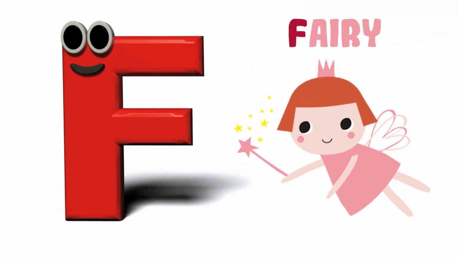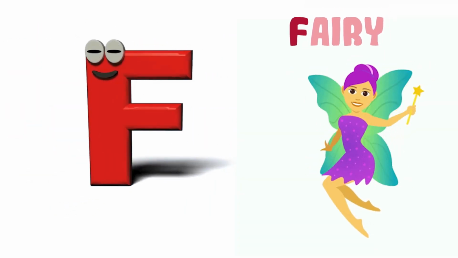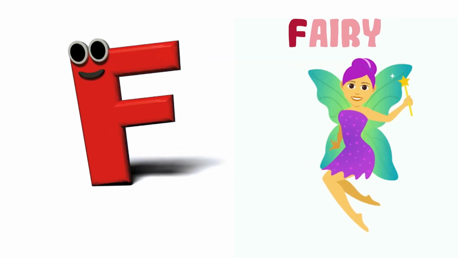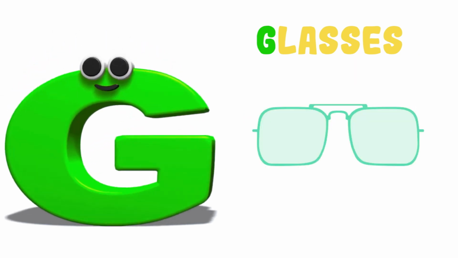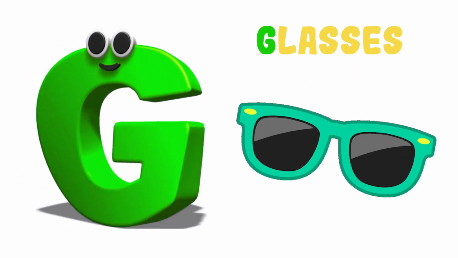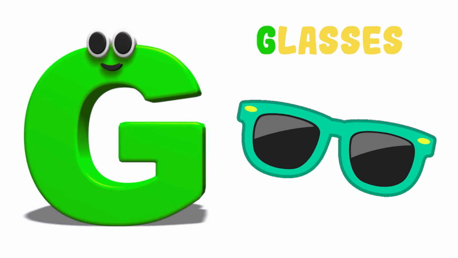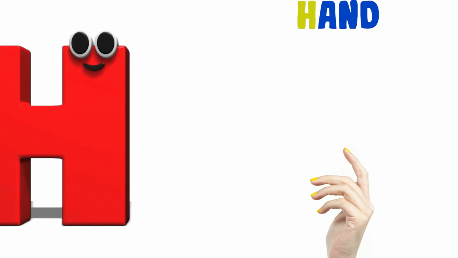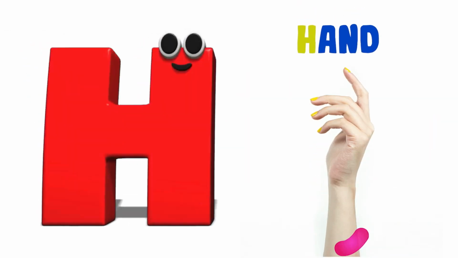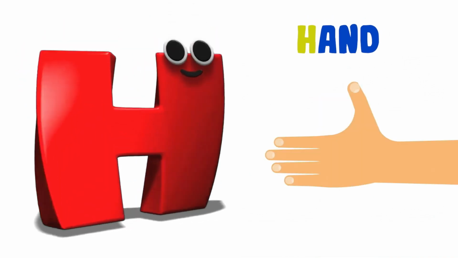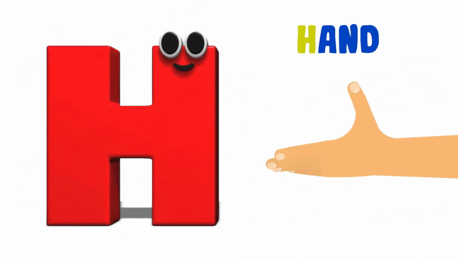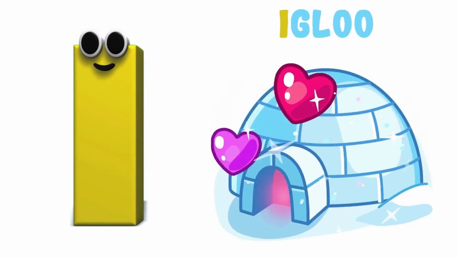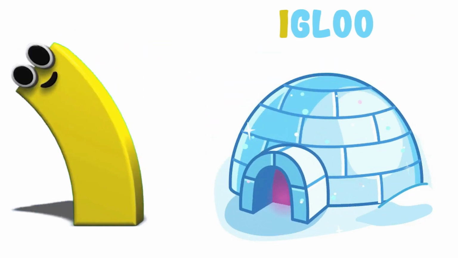F is for fairy, f, fairy. F, fairy. G is for glasses, g, g, glasses. G, glasses. H is for hand. Igloo, I, igloo.